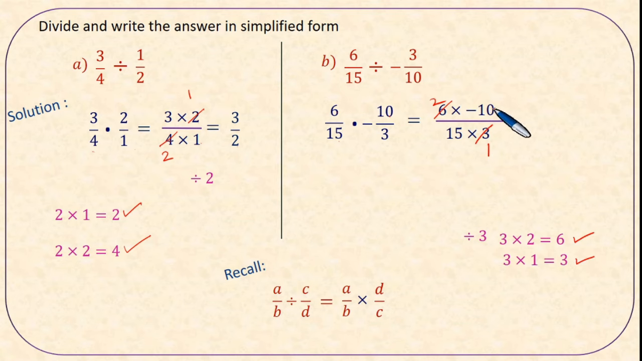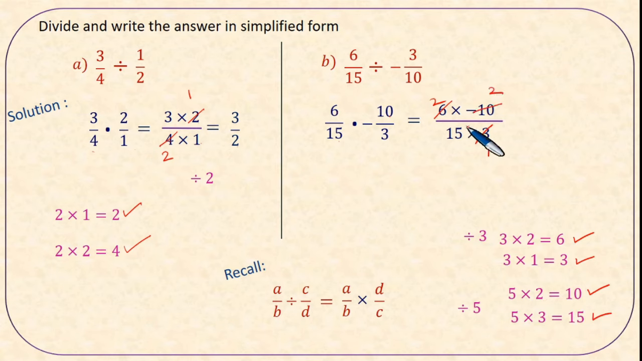Similarly, we can go with 15 and 10. So you know 5 times 2 is 10 and 5 times 3 is 15. So in the numerator here 2 and minus 2, here minus sign is there. So 2 and minus 2 is equal to minus 4, and the denominator 3 times 1 is 3. This also can be written as minus 4 over 3. So this is about the divide and simplify of the fractions. I hope it's clear for you.